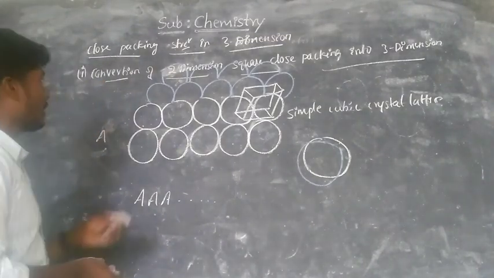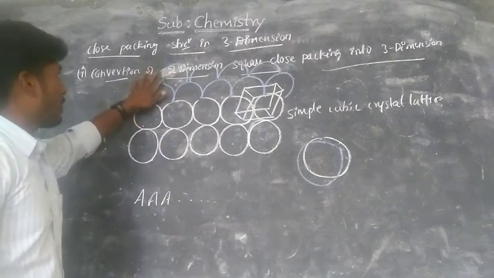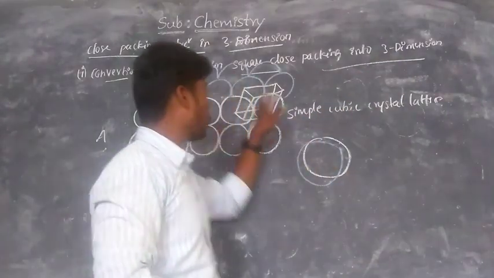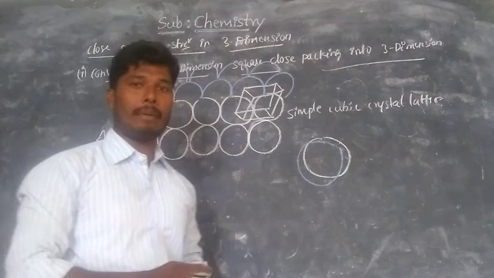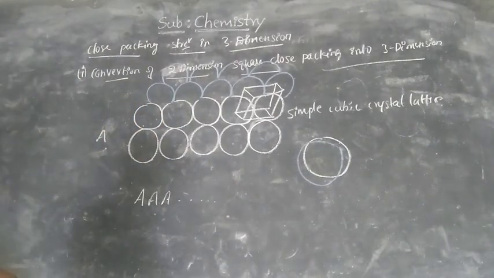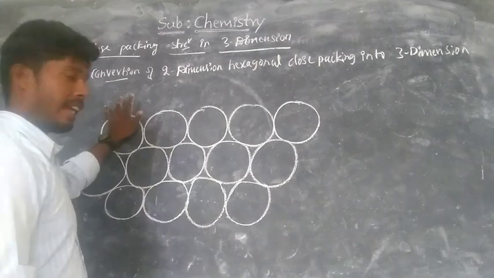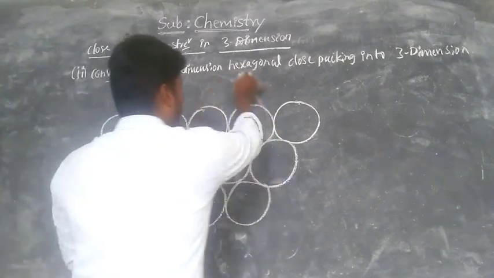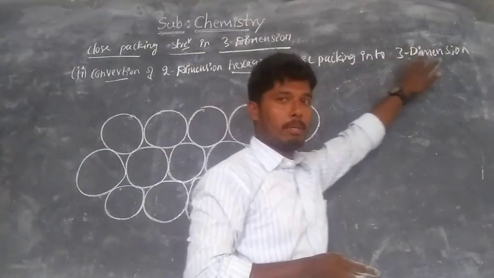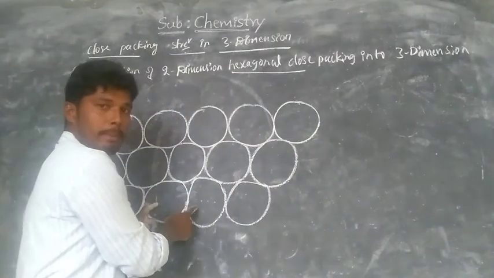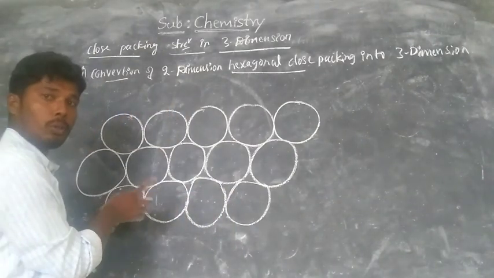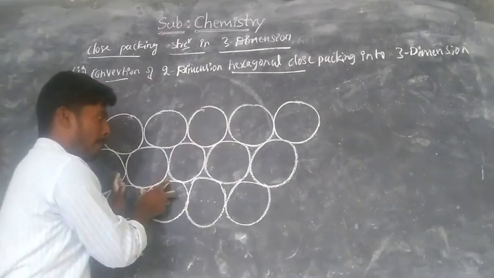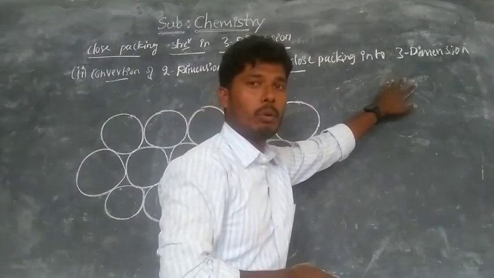Now the next one is conversion of two-dimensional hexagonal close packing into three-dimensional. So observe, in the second case, to convert two-dimensional hexagonal close packing into three-dimensional, you know, this is called two-dimensional hexagonal close packing. So already you know two-dimensional hexagonal close packing. This is the two-dimensional hexagonal close packing. Now this two-dimensional is converted into three-dimensional hexagonal close packing.